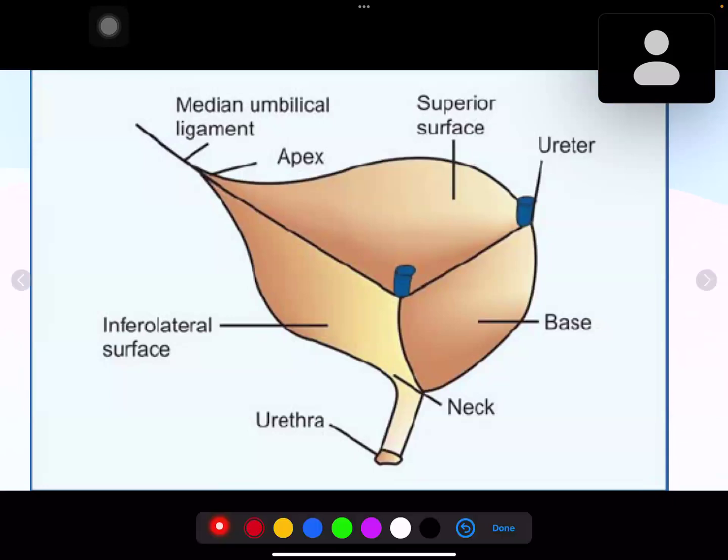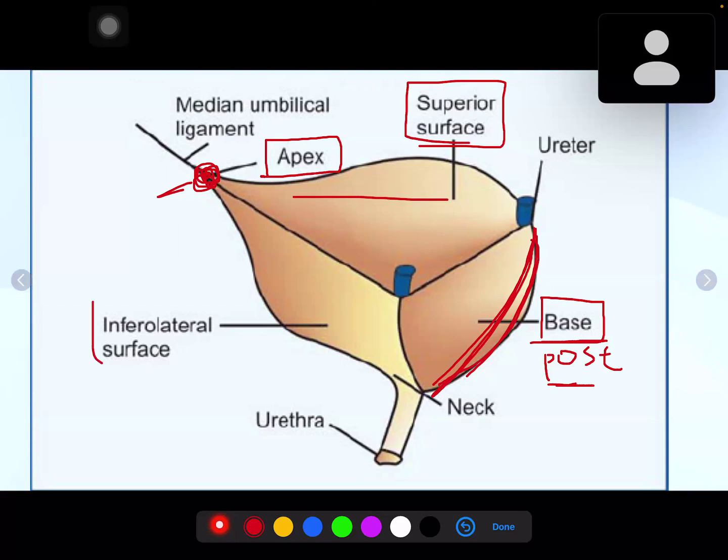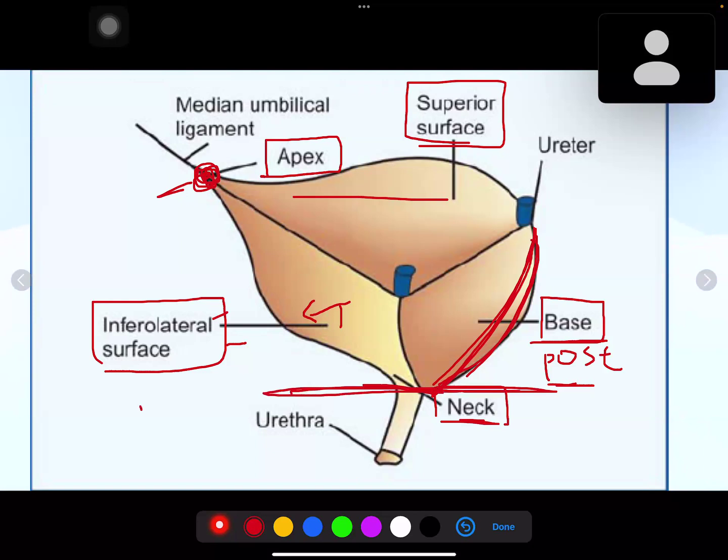If you see this diagram, the anterior-most part is the apex. And if you see this back, this is the base, or you can say the posterior surface. So anteriorly is the apex, and the posterior surface is called the base. Then this is the superior surface, the upper layer, and then you have the infralateral surfaces, the right infralateral and the left infralateral. And then this structure is the neck. The neck is present over the pelvic floor. So these are the important parts of the bladder.